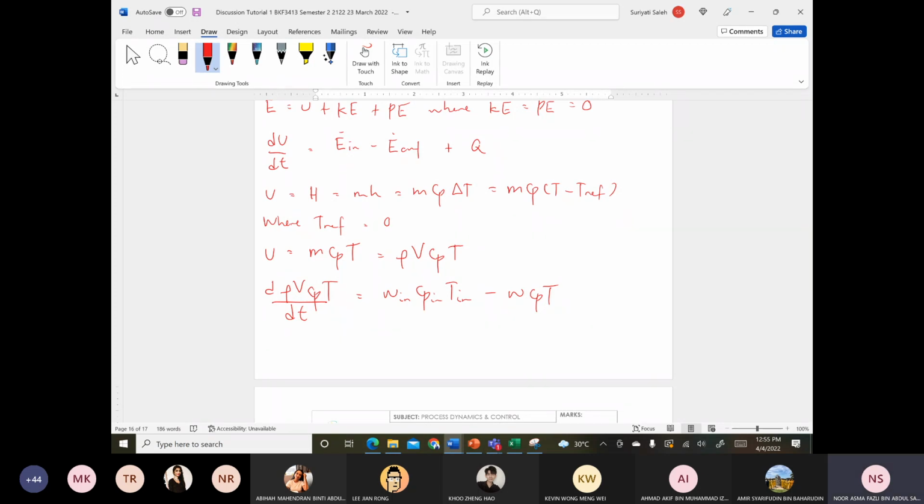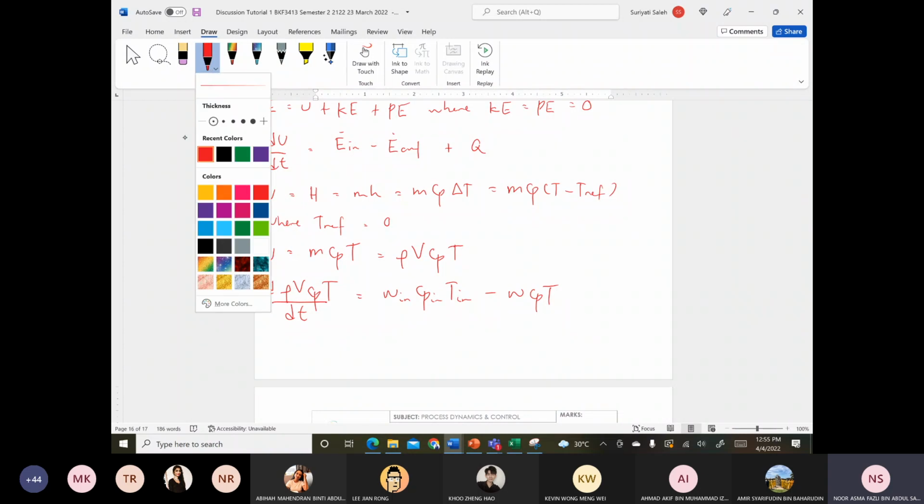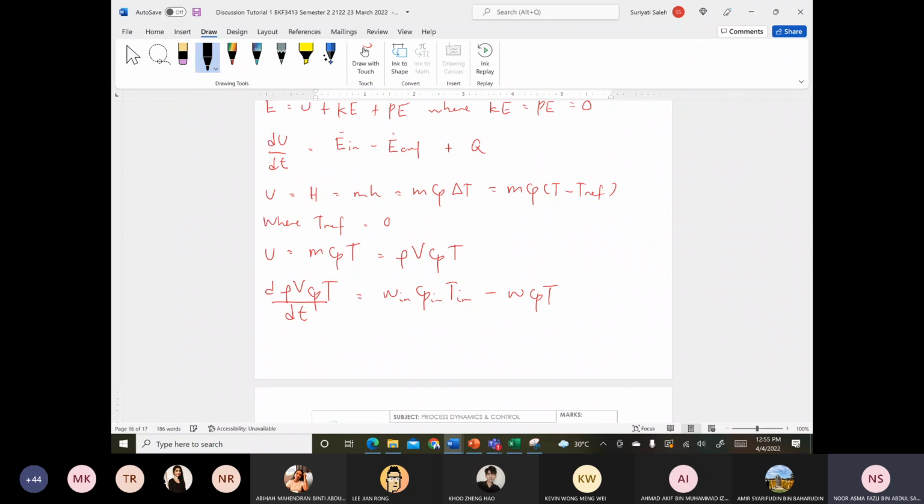If you are not sure, one of the ways is to trace back using the units. For example, W here is kilogram per hour. Cp is kilojoule per kilogram Kelvin. T, let's say in this case, Kelvin. So when you cancel, you get kilojoule per hour, which is the unit of energy. That's how you can confirm whether your value is correct or not. Plus the Q.